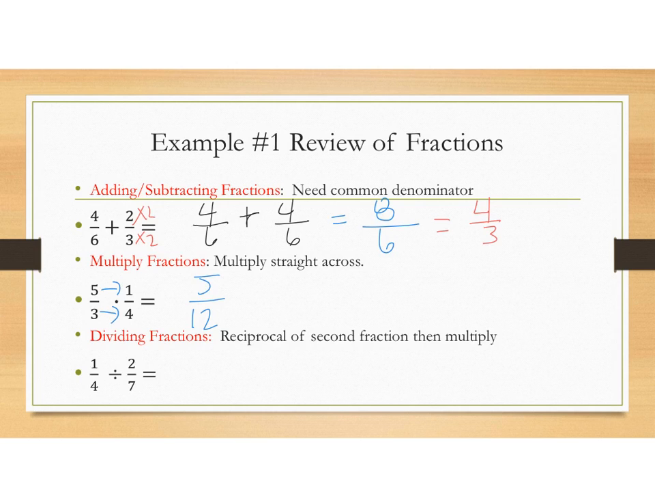Dividing fractions, you're going to take the reciprocal of the second fraction, then multiply. Reciprocal of the fraction is where you flip it upside down. So if I do this, I'm going to have my 1/4 times, now the reciprocal, 7 over 2. Now we're just multiplying like we did in the first example. 1 times 7, 7. 4 times 2, 8.